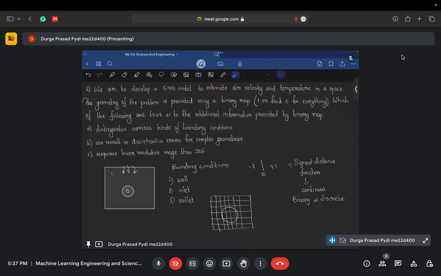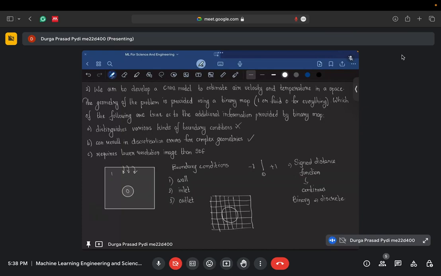So the other two options I think are straightforward now. The second option says it can result in discretization errors for complex geometries. That is true, as we have discussed just now. It won't be able to distinguish different kinds of boundary. It will only tell you whether it is a fluid or a solid. It can result in discretization errors because of this ambiguity. How about the last one?